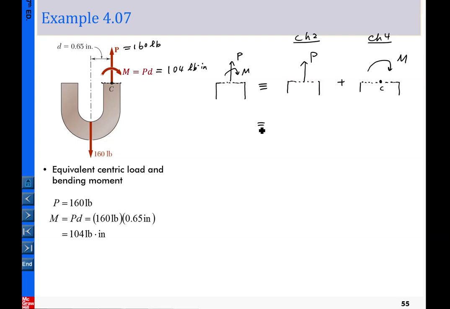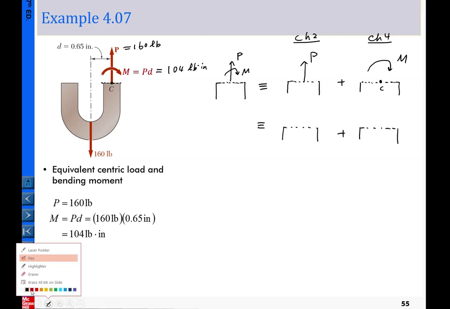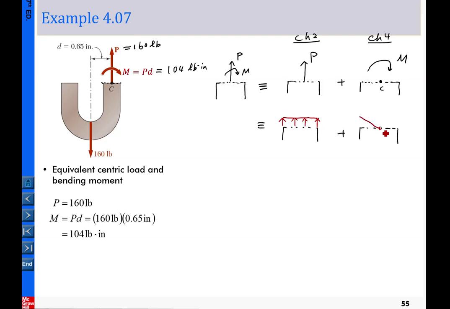For the bending, the distribution of the stress will be something like this. The material in this portion is in tension, and in this portion it is in compression. The magnitude of the stress equals My over I, taking the magnitude here.